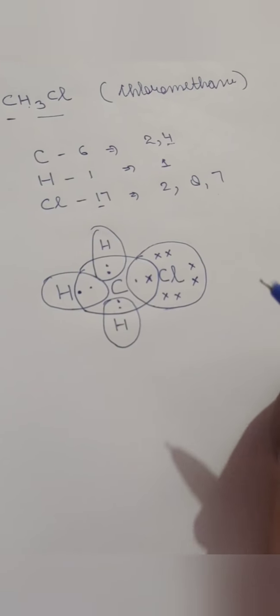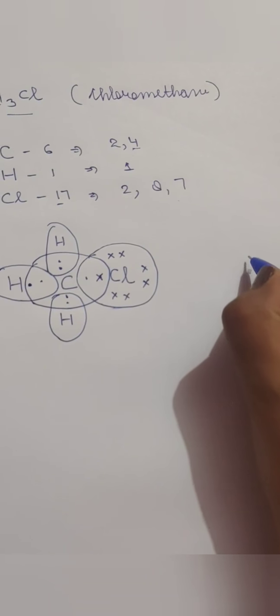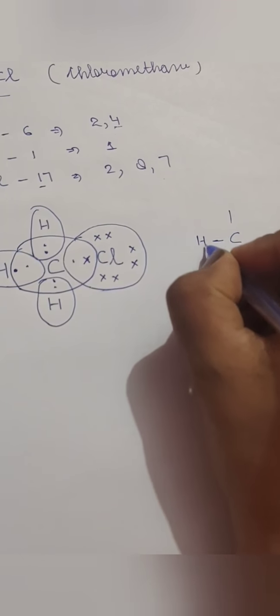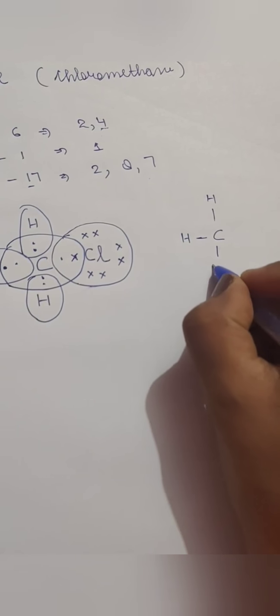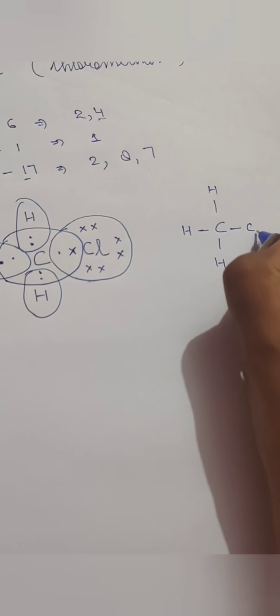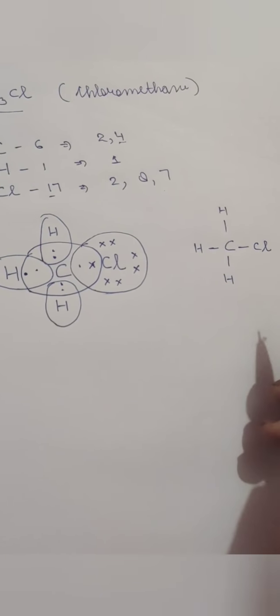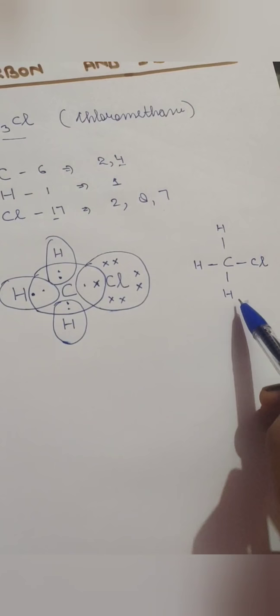So this is how the sharing is done, or we can also explain it like this: carbon, and this is hydrogen. All these are single bonds, and here comes the chlorine. So it's CH3 and Cl, CH3Cl chloromethane.